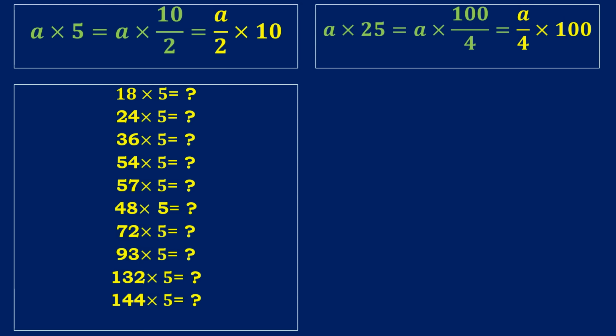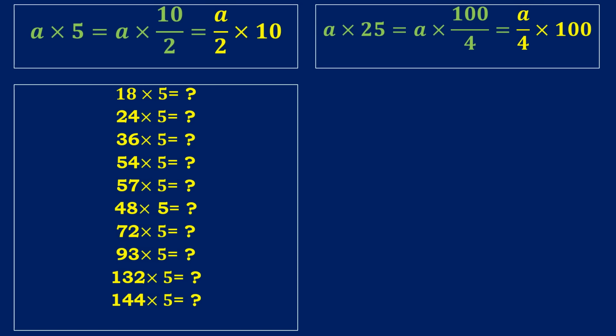For example, 18 into 5. We know that half of 18 is 9. So, 9 into 10 would be 90. 24 into 5. Half of 24 is 12. So, 12 into 10 would be 120.